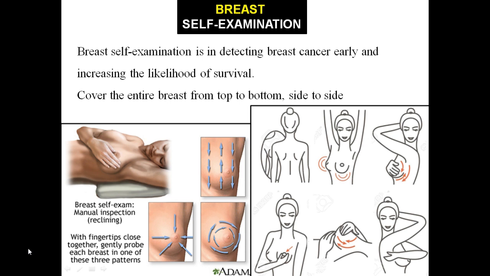And breast self-examination. Breast self-examination helps in detecting breast cancer early and increases the likelihood of survival. A breast self-examination can be done at home by using the hands over the gland to look for changes and problems in the breast tissue.